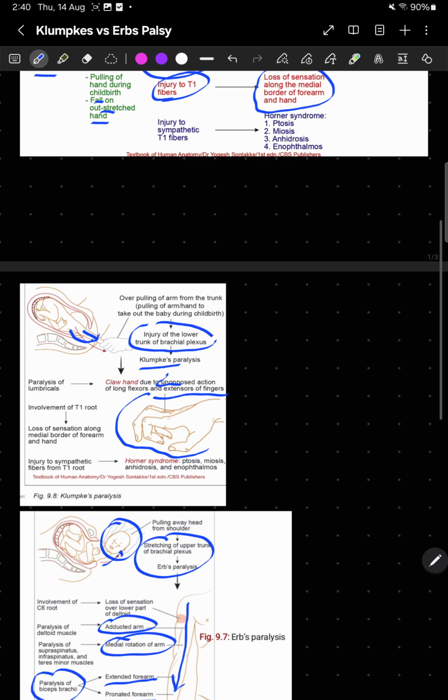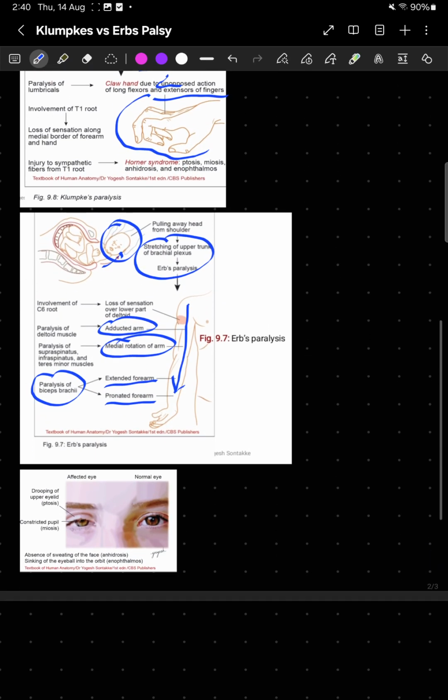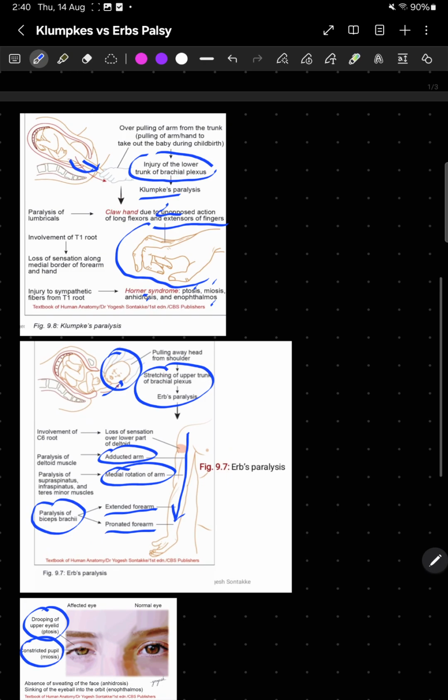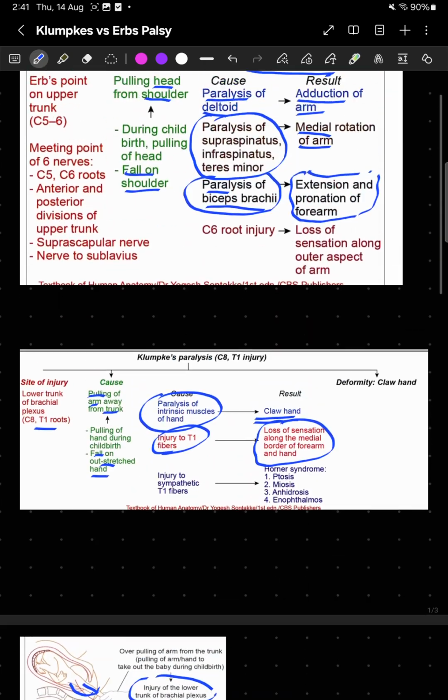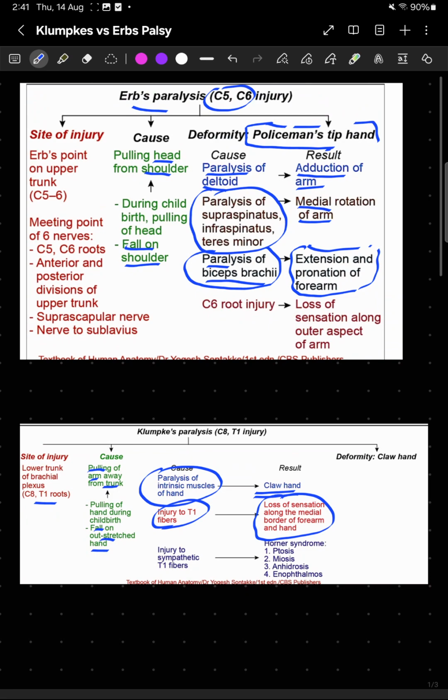More importantly, we can see there is injury to the T1 sympathetic fibers, and that will cause a syndrome called Horner syndrome. The characteristic features of Horner syndrome include ptosis, miosis, anhidrosis, and anophthalmos. So there is dropping of the upper eyelid called ptosis, and there is constriction of the pupil called miosis. Further, we can see anophthalmos and anhidrosis are also present. So these are the different clinical features. We have to compare them: what is the site of injury, what is the cause of injury, what is the deformity caused, and what is the main cause of this deformity.